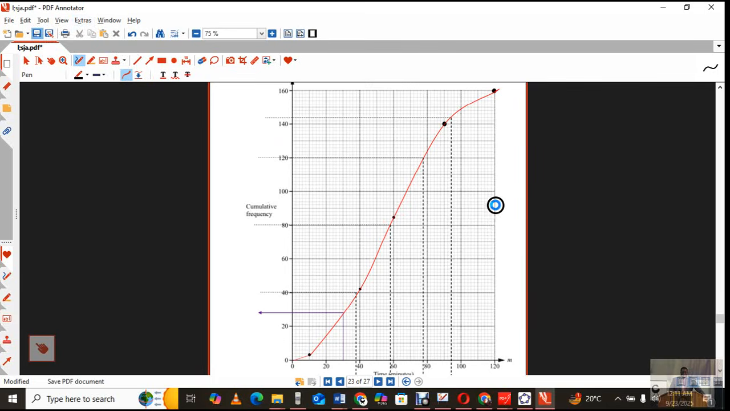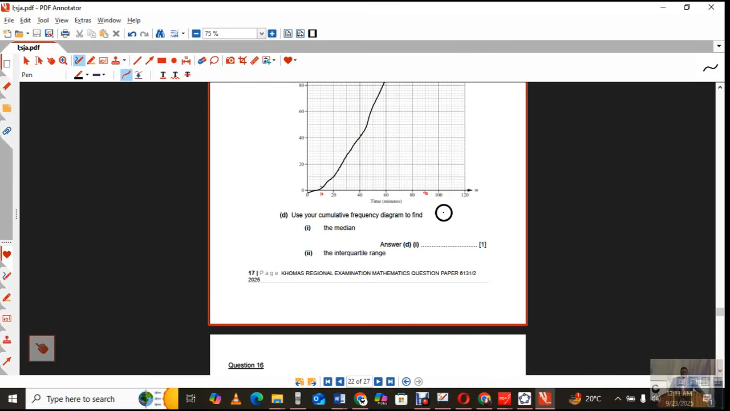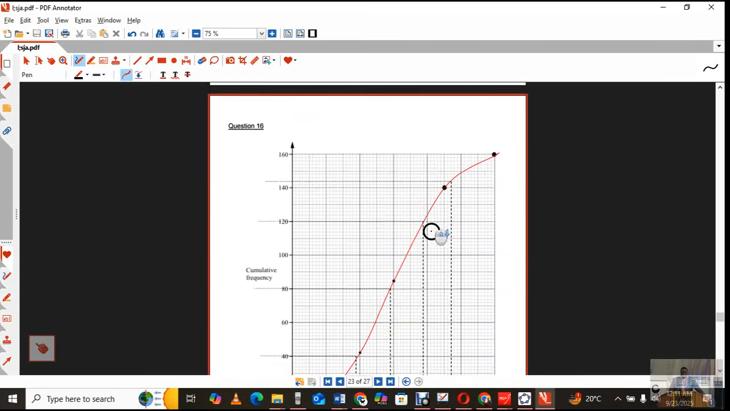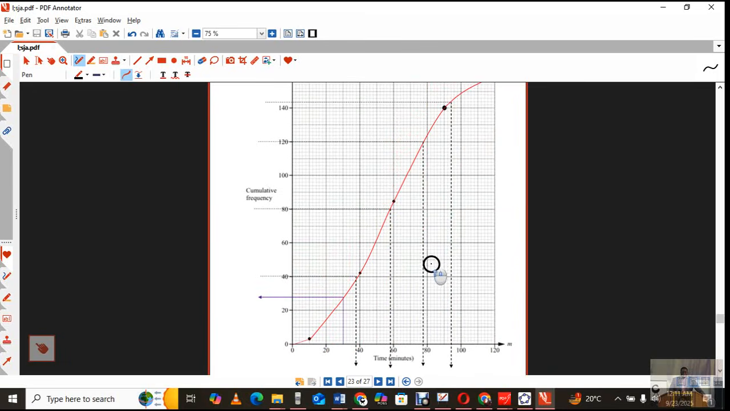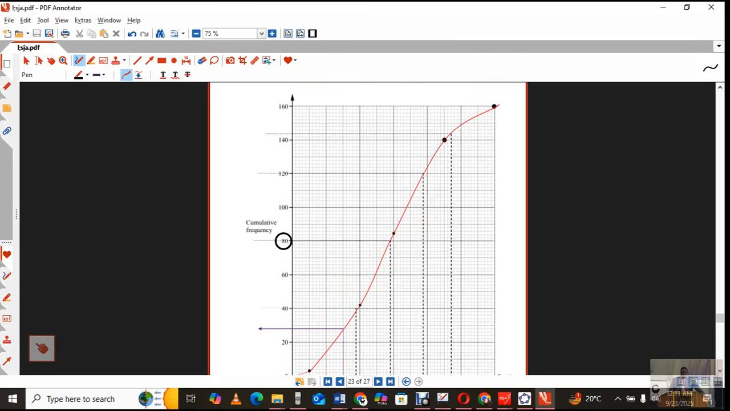Now, if you were asked to calculate the median, it's very important that you understand the median is half of the total frequency, right? So half of the total frequency, the frequencies are 160. So you go to 80, and I will be using this one. So you see, I went to 80, and I will just read off what I have. I'm looking for half of the total frequency. Go to 80 and you read down. So I go to median, half of the total frequency of 160 is 80.